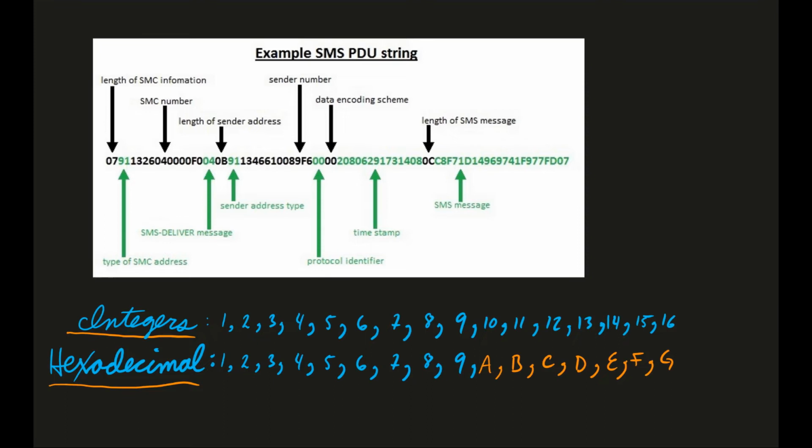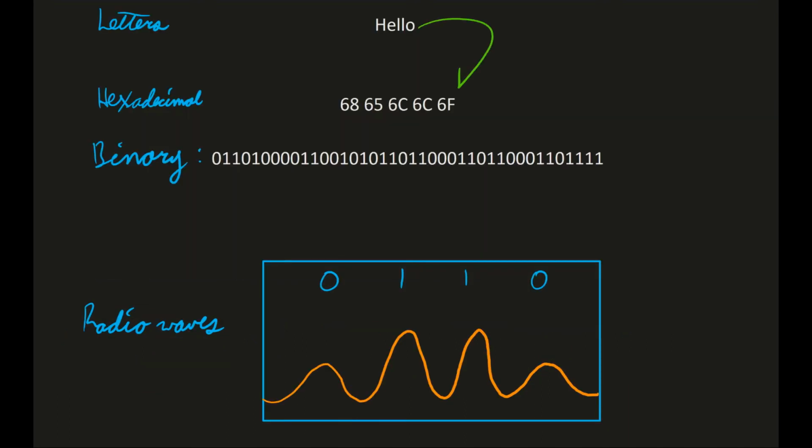After the sender and receiver information comes the protocol identifier and a tag to identify the data encoding scheme used in the message, which will allow different receivers to know how to decode the actual message. There's also a timestamp and the information on the length of the user's message before the user's actual message is encoded. The PDU string is further converted to binary, and the binary PDU string flows through the SMSC in the form of radio waves.